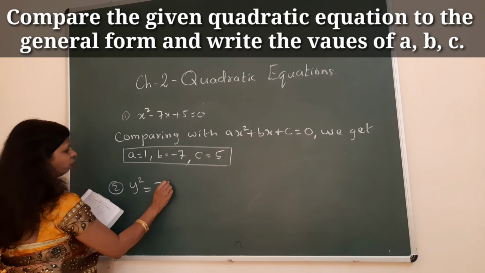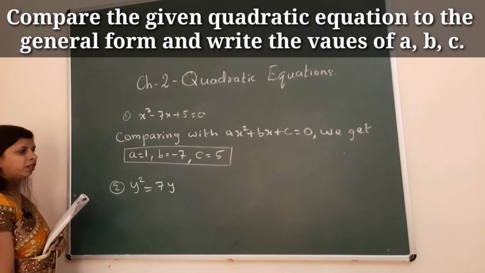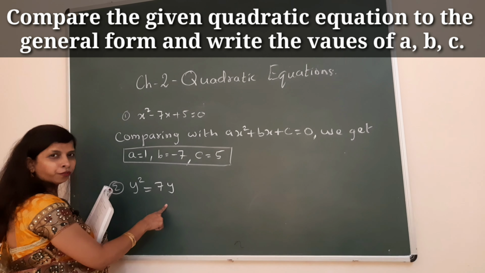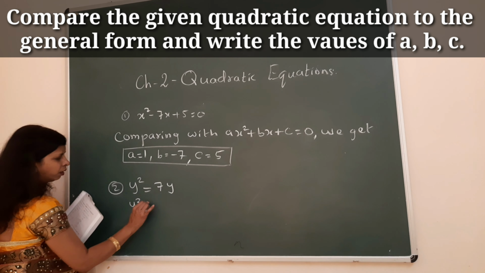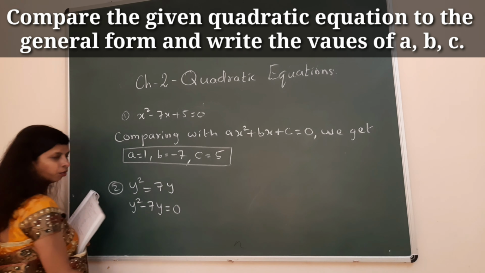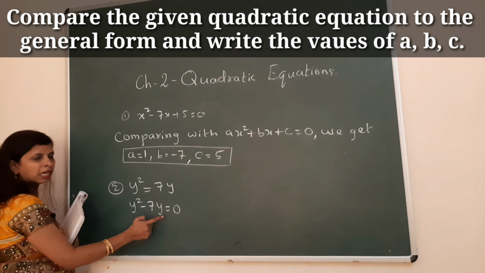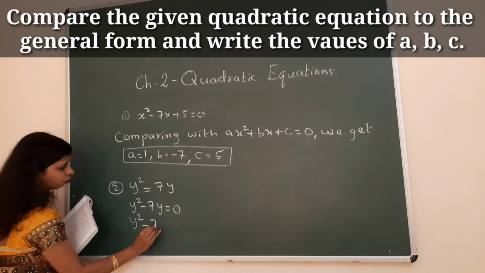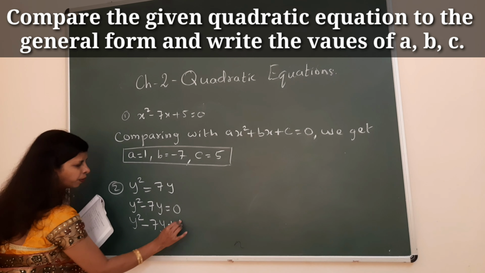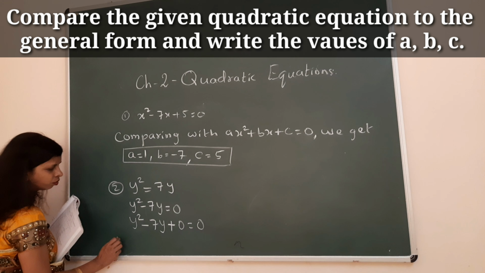Now another question. y square equal to 7y. Here this is not in general form, so convert this into general form, that is y square minus 7y equal to 0. Now the last term is missing over here, so we will just put 0. y square minus 7y plus 0 you write, which is equal to 0.